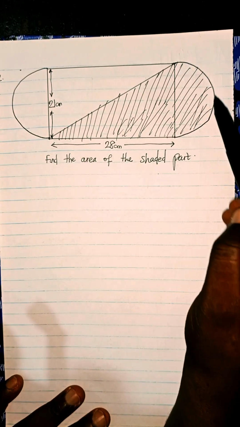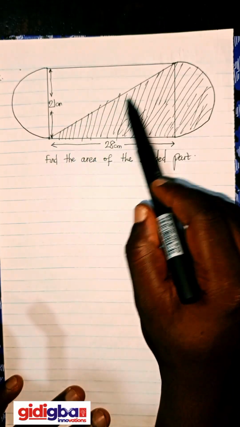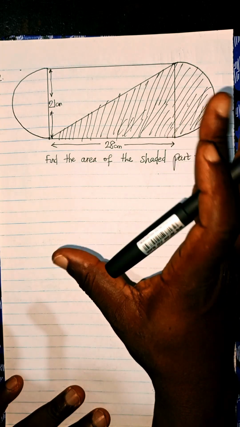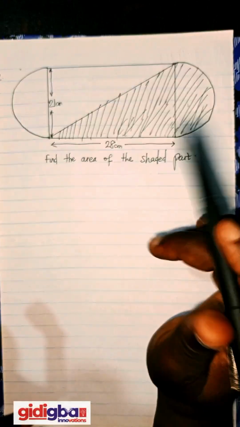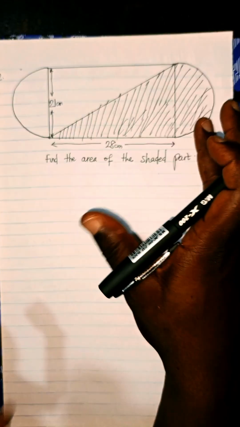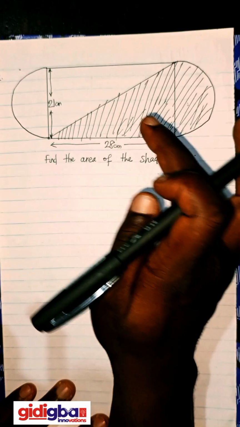The shaded part includes the semicircle here, and then of course a triangle. So we just have to do this separately, and at the end we bring our answers together: the area of the triangle separately and the area of the semicircle separately. All right. So we start with the area of the triangle.